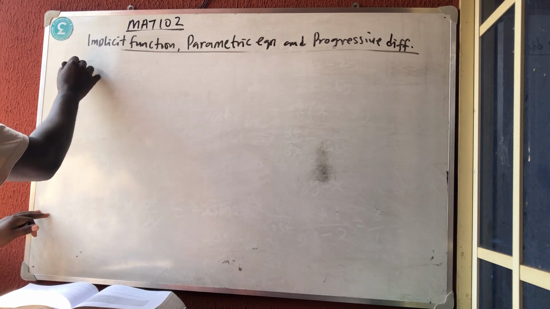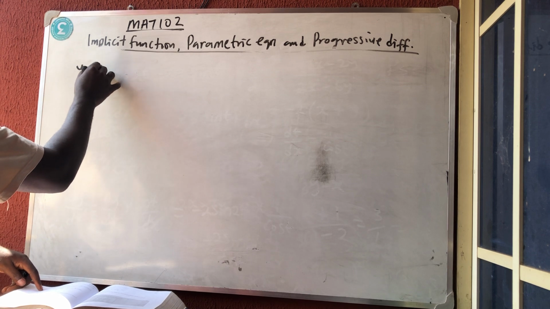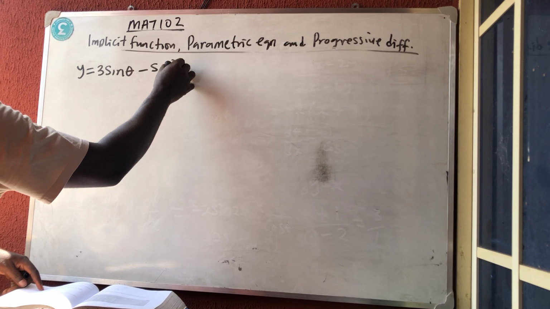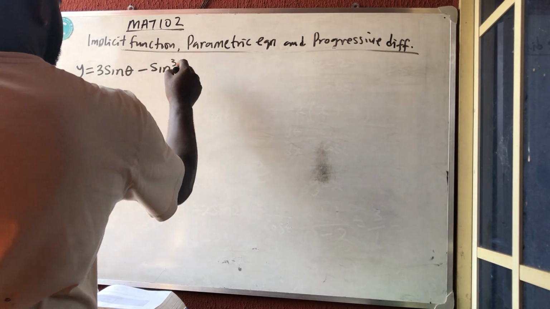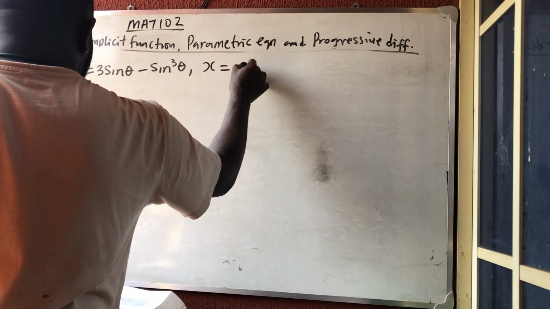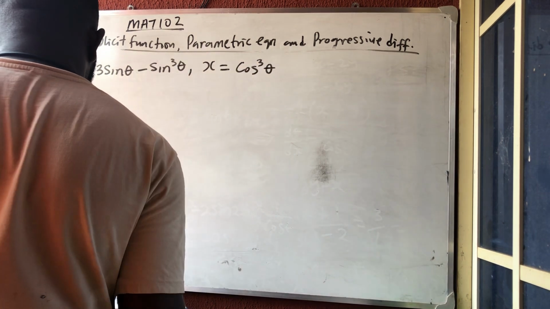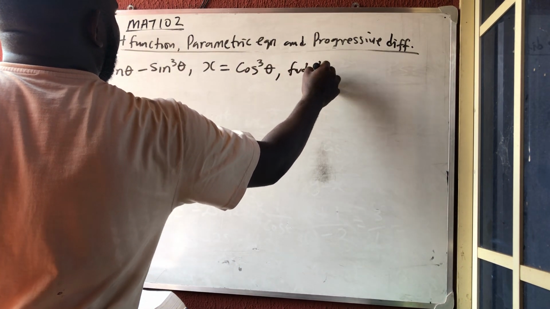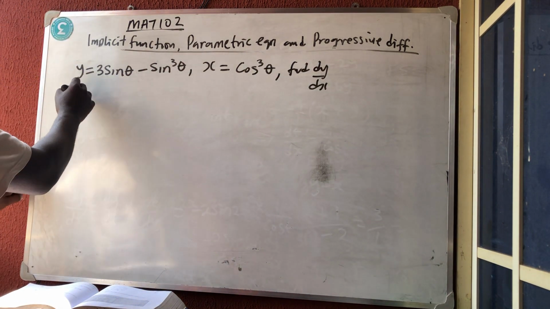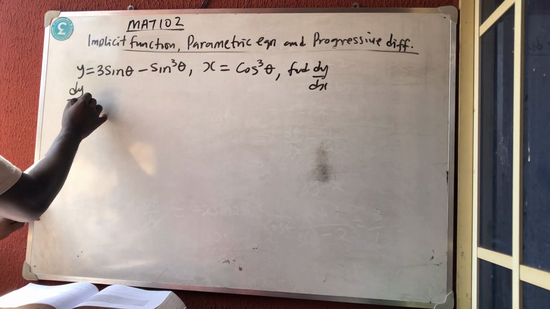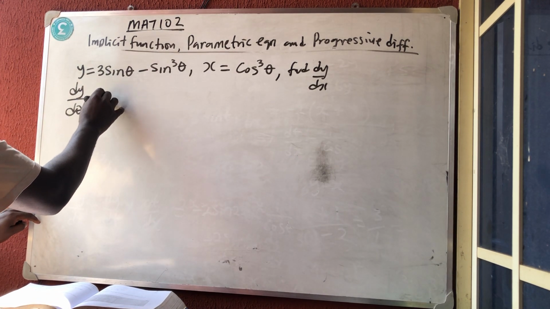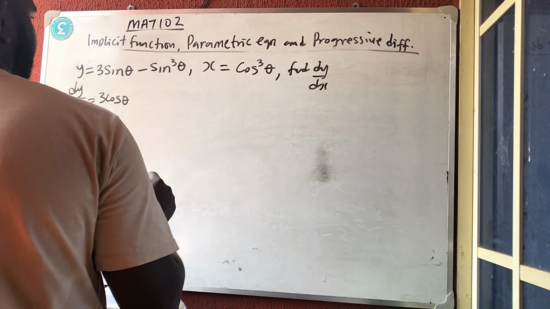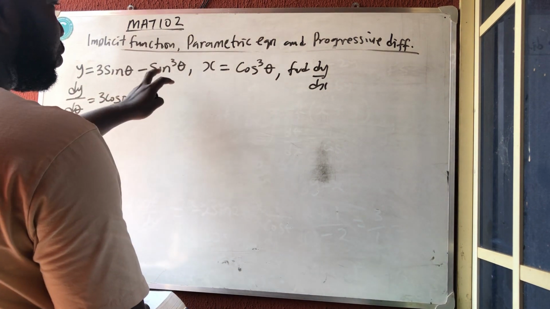They say that y is equal to 3 sine theta minus sine 3 theta. And they now say that x is equal to cos 3 theta. Then we are finding dy/dx. Now these two will give you dy/d theta, which is 3 cos theta minus, please note what this is.